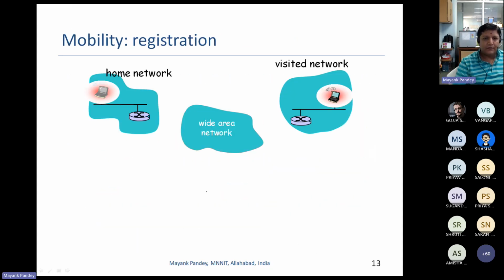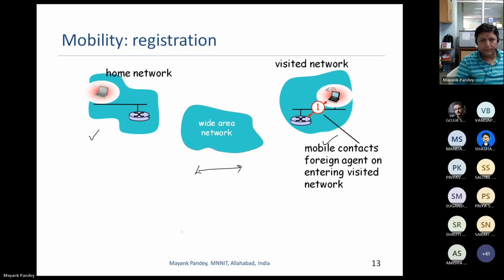Now just see how things are going to happen. So the home network, the visited network, and the internet in between. When the mobile node moves, the mobile contacts the foreign agent. How it finds out that it has come to the foreign network, how that happens, we will talk about that too. When the mobile moves out, it somehow contacts the foreign agent.